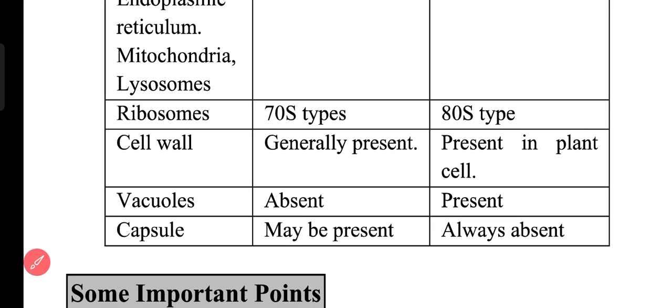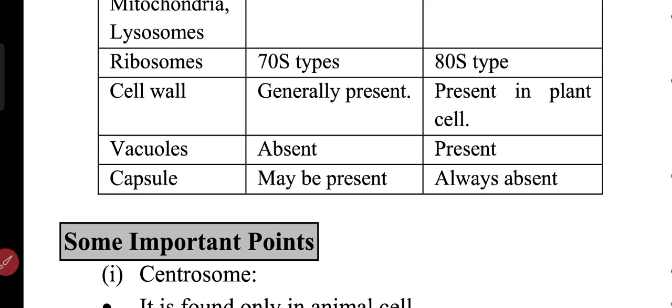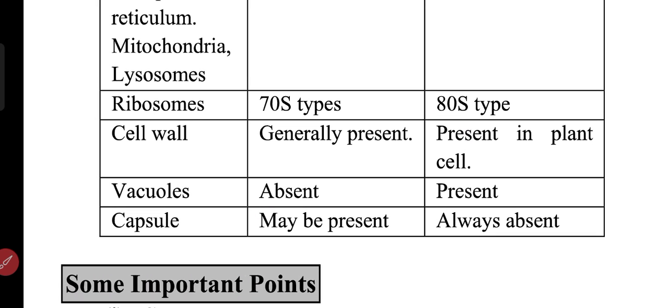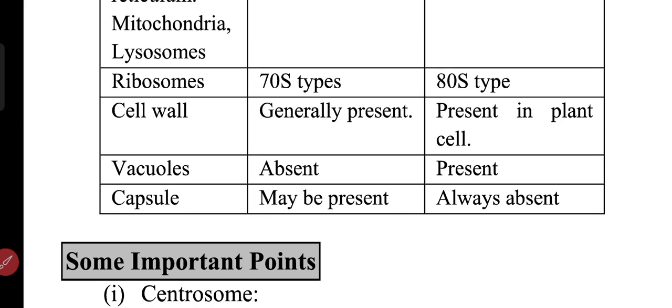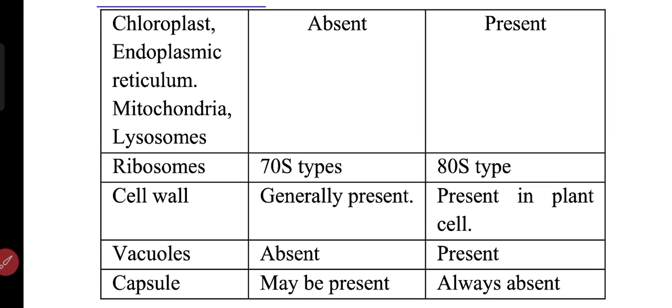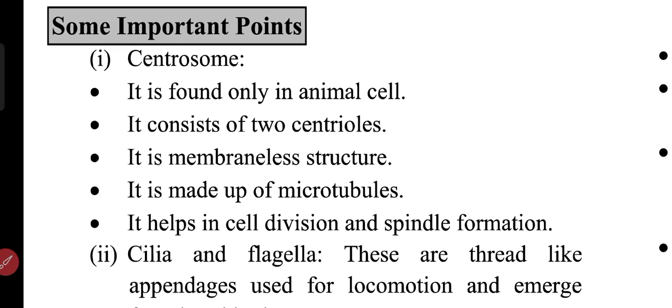After that, the cell wall is generally present in prokaryotic, and also in plant cells. Vacuoles are absent in prokaryotic, present in eukaryotic. Okay, in that way you see this difference. After that, some very important points.